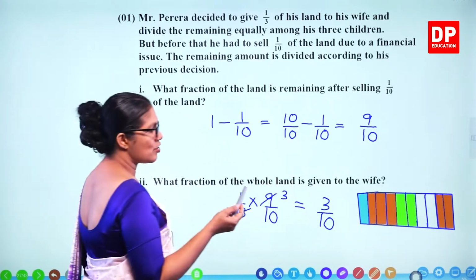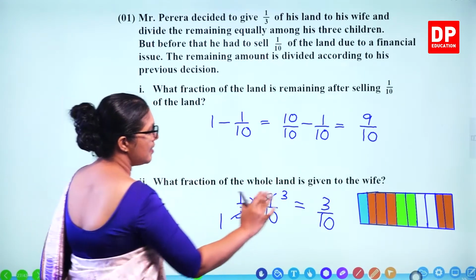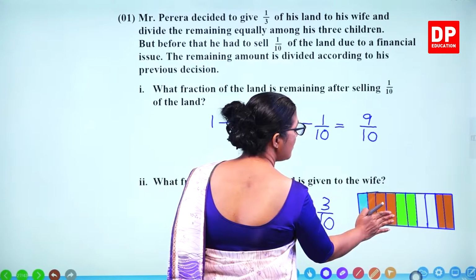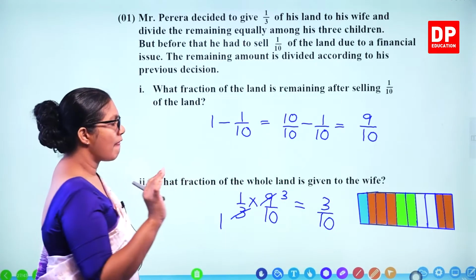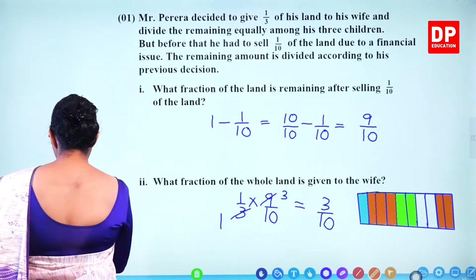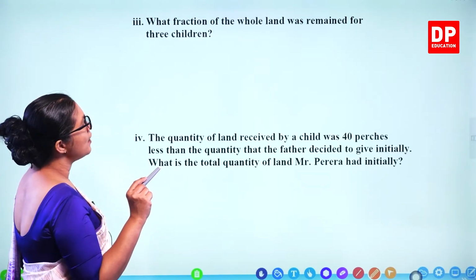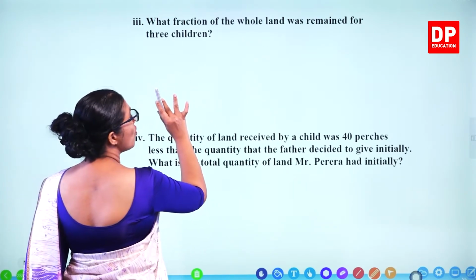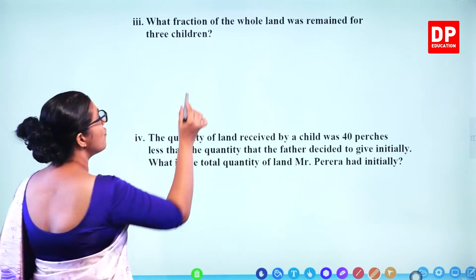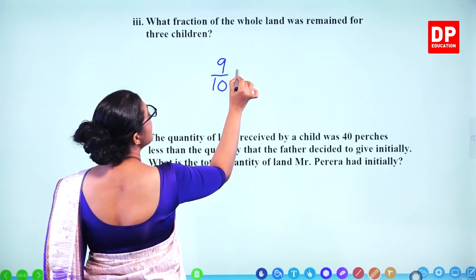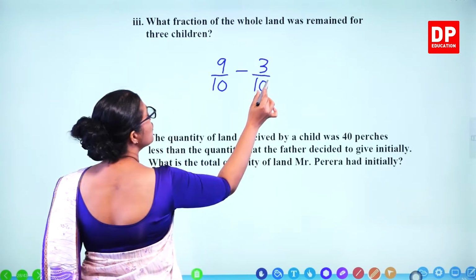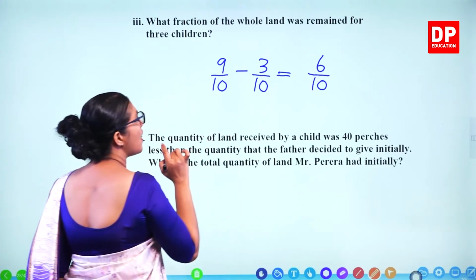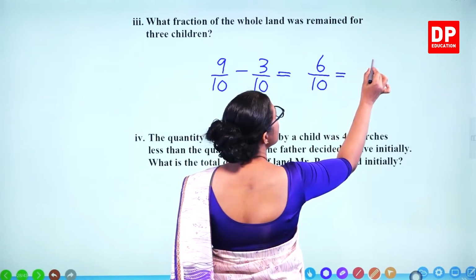Okay, so we'll do the calculation. That's basically the theory. So here 1/10 part already sold, and then 3/10 for his wife. Now the next part says, what fraction of the whole land was received by the 3 children? So here 1/10 gone, 3/10. So out of 9 over 10 parts, 3/10 given to his wife. So what's the remaining part? 6 over 10 parts remaining. Or you can write this as 3 over 5.